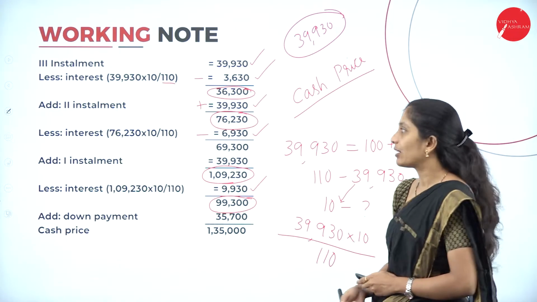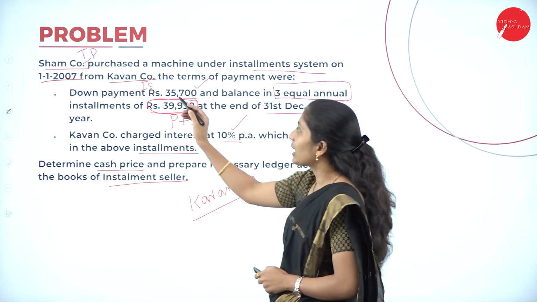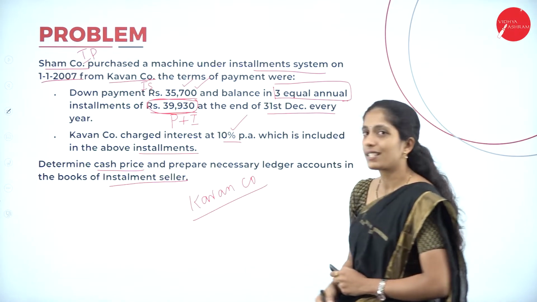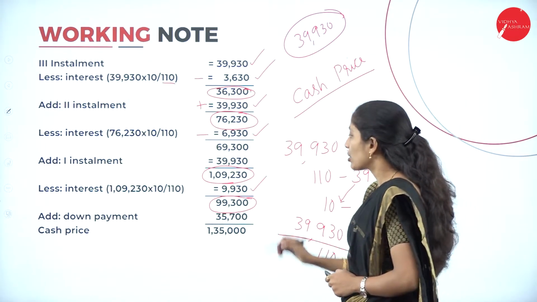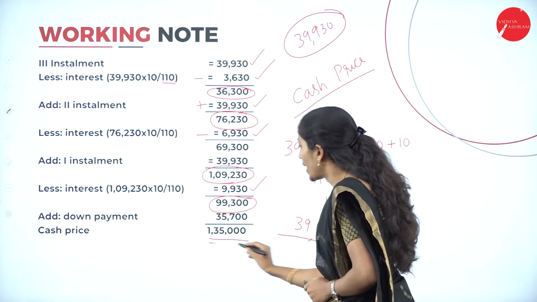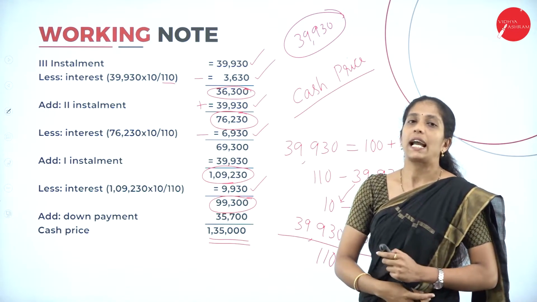Add down payment. So what is a down payment? So they have told 35,700 is a down payment. So 35,700, so I'll get 1,35,000 is the cash price.